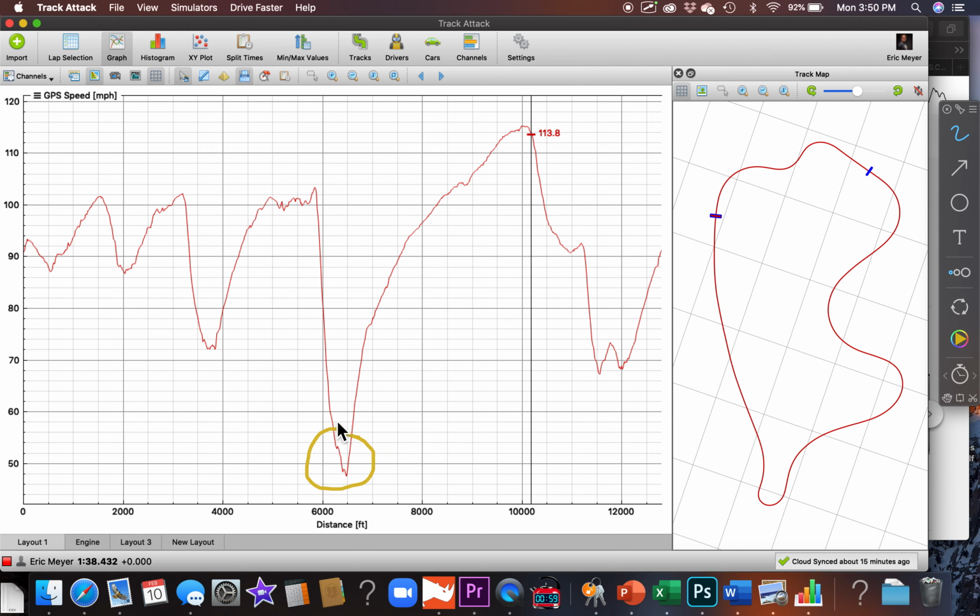That's what this is right here. We're going to slow down. Remember, this is in miles per hour, right? We're slowing down from 60 down to right here, which looks like maybe 45 or so, 40, something like this. It's a really tight corner. And then we're going to accelerate, right, all the way up here to 115 or so.